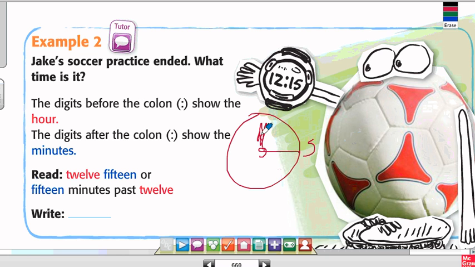Okay, so how would you write it? You would write it like this. What comes first? 12. And then what comes next? Colon. And then? 15. Something like this. So 12.